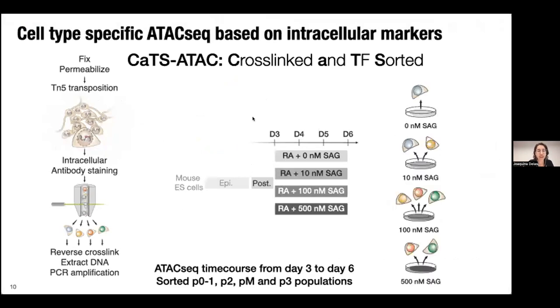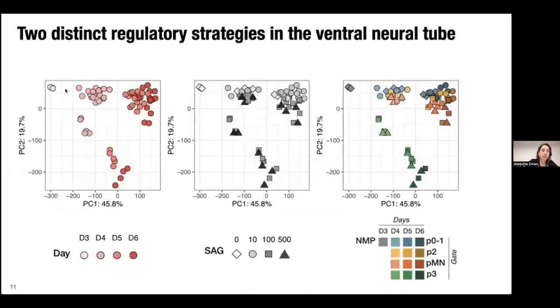So using this technique, I have profiled the cells across the differentiation time course and isolated all the different cell types that get generated at the different concentrations to ask what is happening with the regulatory genome. So in this slide, what I'm showing you is a principal component analysis of all the regulatory genome changes, all the accessible chromatin that is changing. And this was the first key surprising result that really told us that this was quite interesting.